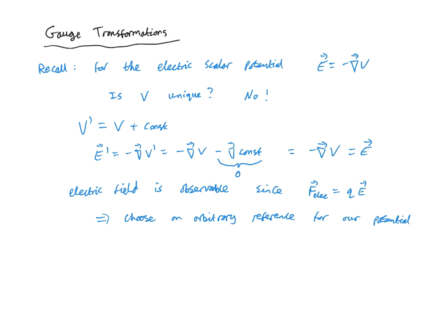And this is kind of a trivial example of a gauge invariance. What I mean by this is that there's a certain choice we can make, which is this constant, and physical properties are invariant to that choice. And that choice we call the gauge for historical reasons. Okay, so back to gauge transformations for the vector potential.